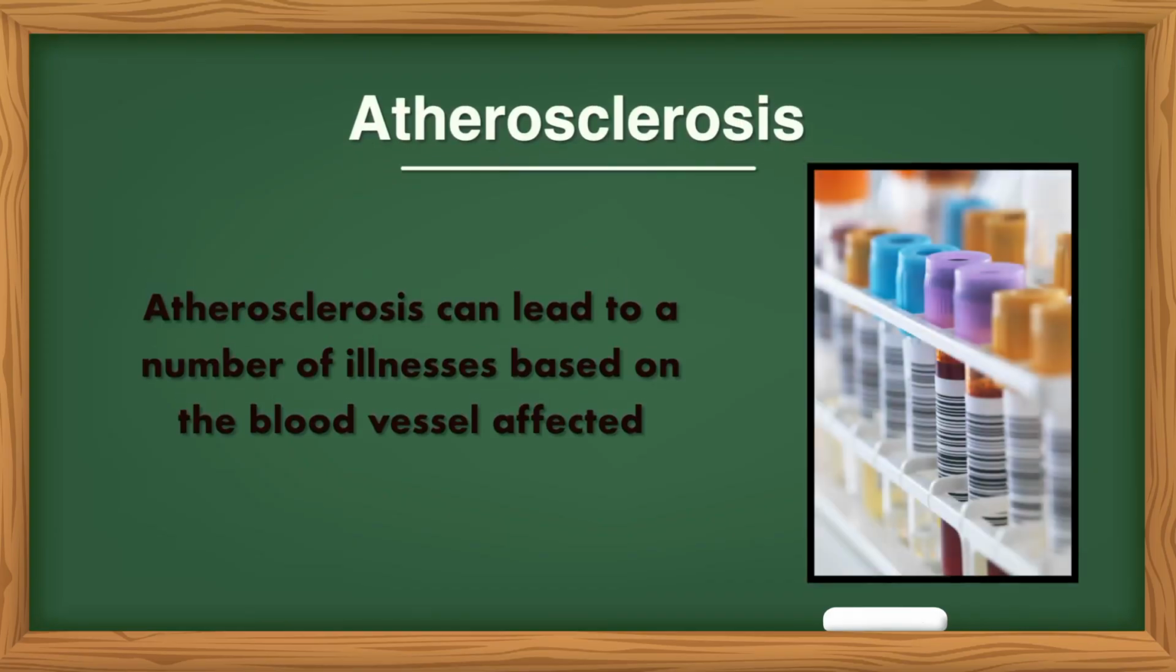Atherosclerosis can lead to a number of illnesses based on the blood vessel affected. If the arteries supplying blood to the heart are affected, it can lead to angina, that is pain in the chest, cardiac infarction or cardiac arrest. Atherosclerosis can result in an increase in blood pressure when the arteries of the kidney are partially or completely blocked.